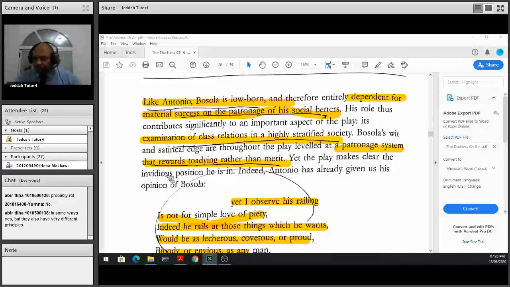Okay, so as you can see, he is also bringing to the fore the idea of rewards. You get rewarded by toadying rather than merit. It's not merit that gives you promotion and rewards. It's flattering other people. It's being corrupt.